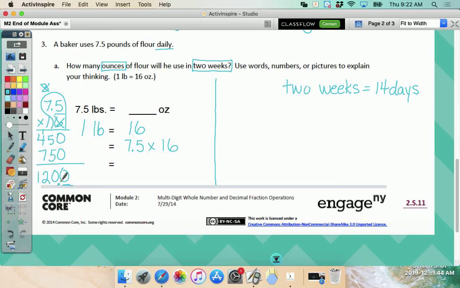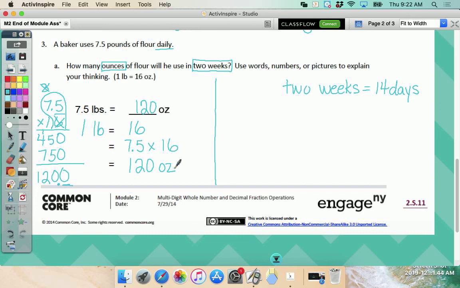So how many ounces of flour will it be? 120, and that's nice because that's a good whole number. We don't have any decimals to deal with, do we? Oops, I forgot ounces right here. Okay, don't have side conversations unless it's a question.